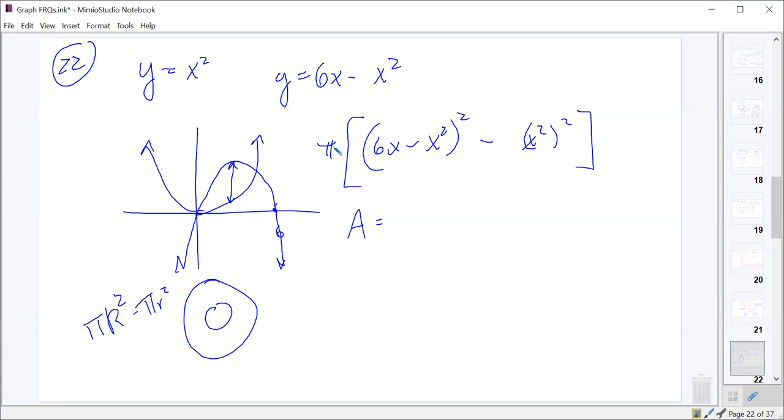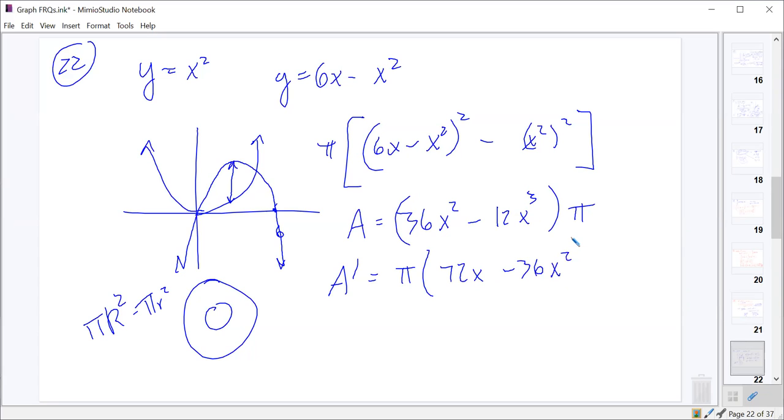Yeah, thank you. So if we distribute all of this out, 6x times 6x is 36x squared, it's going to give us a minus 12x cubed. This is going to give us a plus x to the fourth, and this is going to give us a minus x to the fourth. So those will cancel out. So our area is just this times pi. So our derivative to find the max should be pi times 72x minus 36x squared. The pi is insignificant here because it's not going to affect when this thing equals 0.